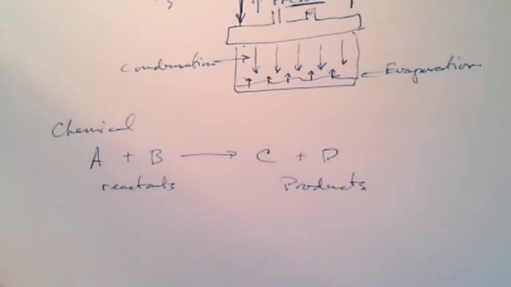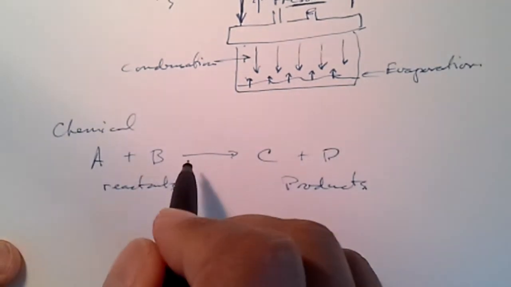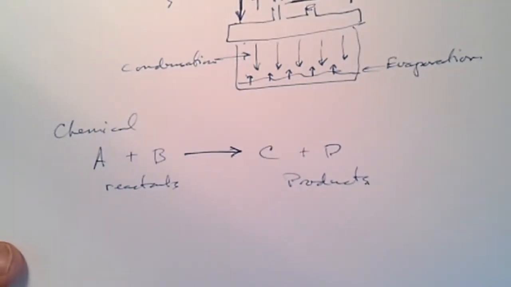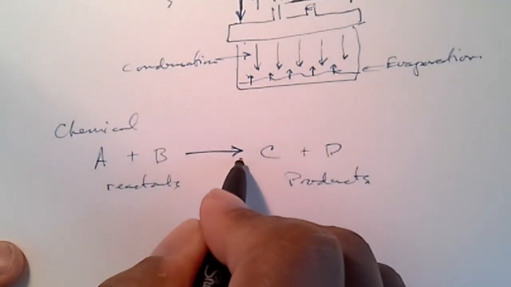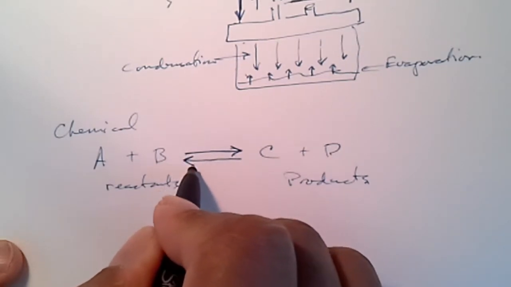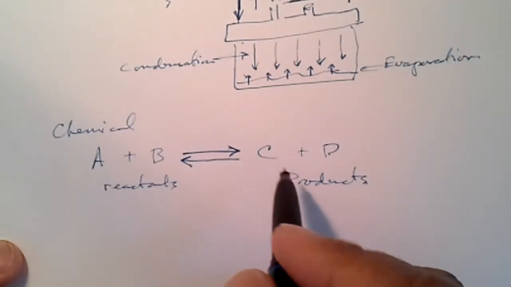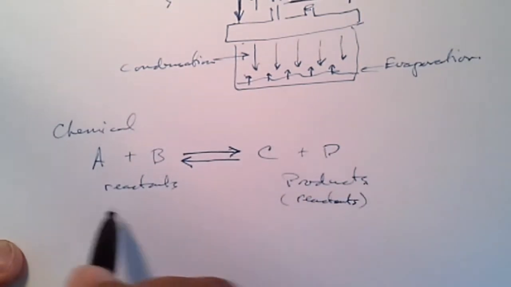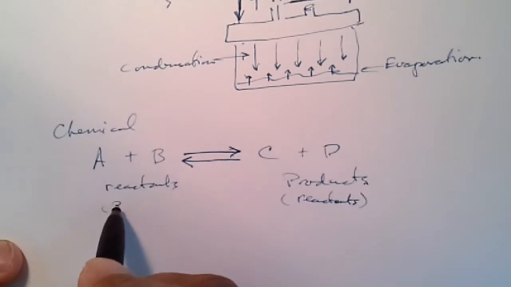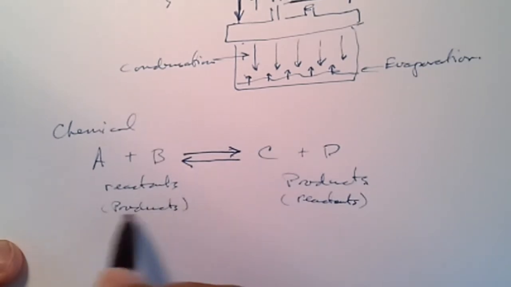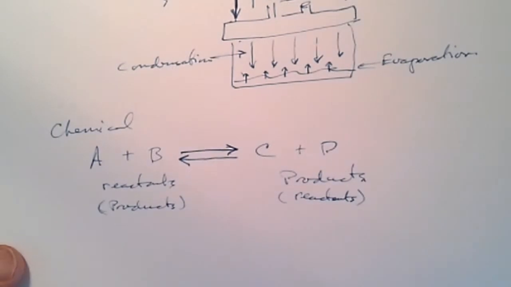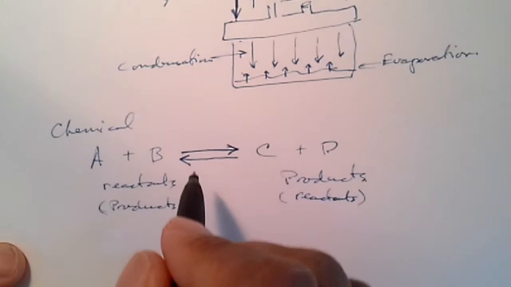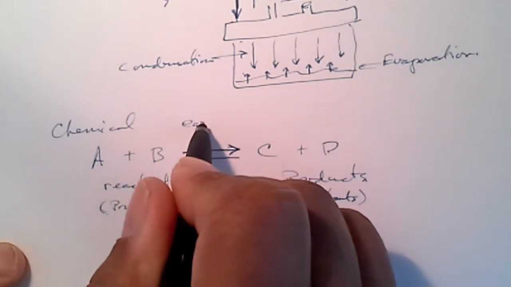If this was a reaction, and many reactions are, that is capable of going in the other direction. In other words, the products now become the reactants, and the reactants initially become the products. Alright, many chemical reactions are capable of the reversibility.